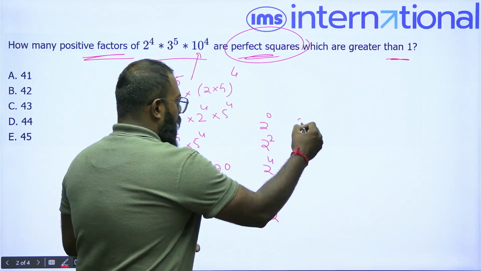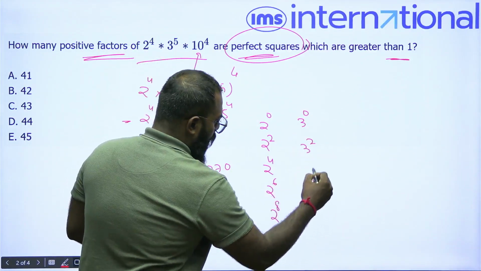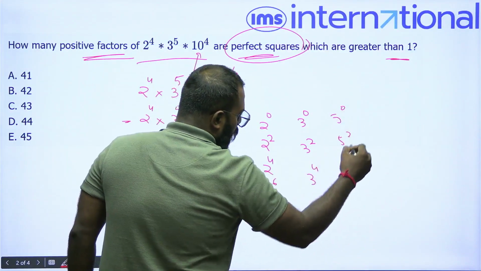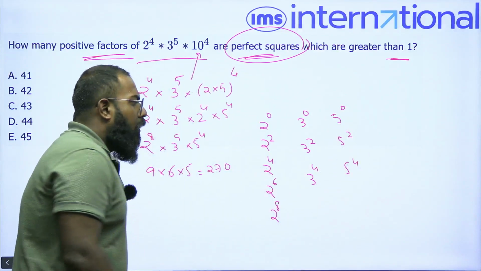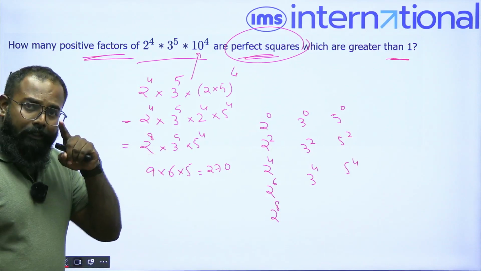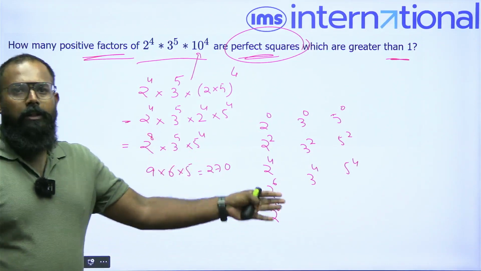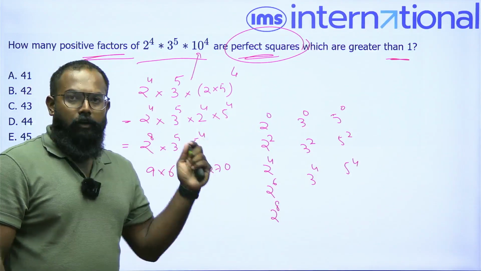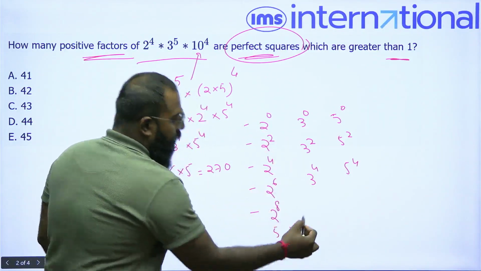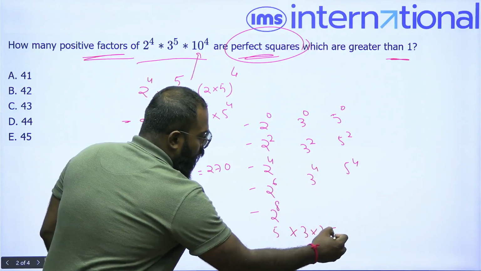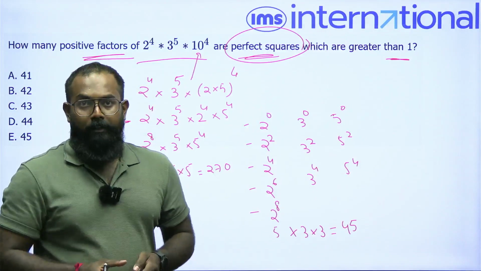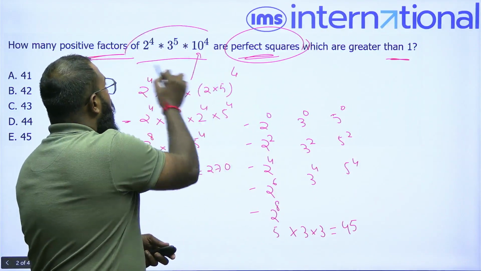So that means I am left with 3 raised to the power 0, 3 raised to the power 2 and 3 raised to the power 4 if I talk about the powers of 3. And similarly 5 raised to the power 0, 5 raised to the power 2 and 5 raised to the power 4 if I talk about all the powers of 5 which will help us to get the perfect square. As I did in the last question, we can again go ahead with just multiplying all the terms that I have in each of the columns. So I have a total of 1, 2, 3, 4 and 5 terms in the first column, then 3 terms in the second column and again 3 terms in the third column. That makes a total of 45. That means I have a total of 45 perfect squares which are a factor of this particular number.